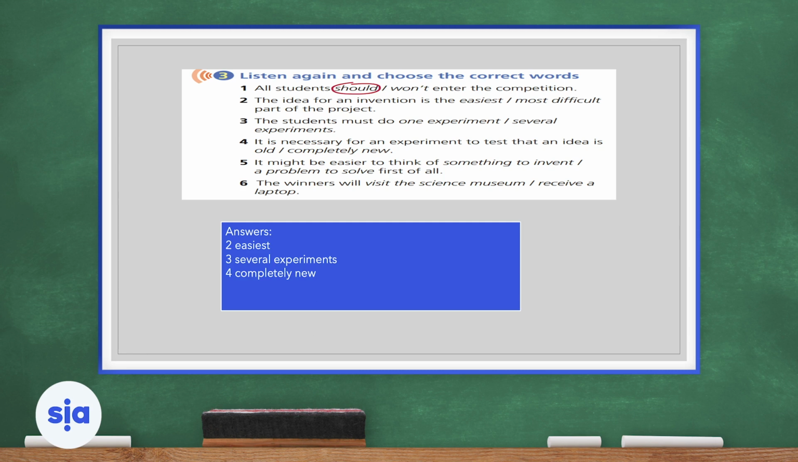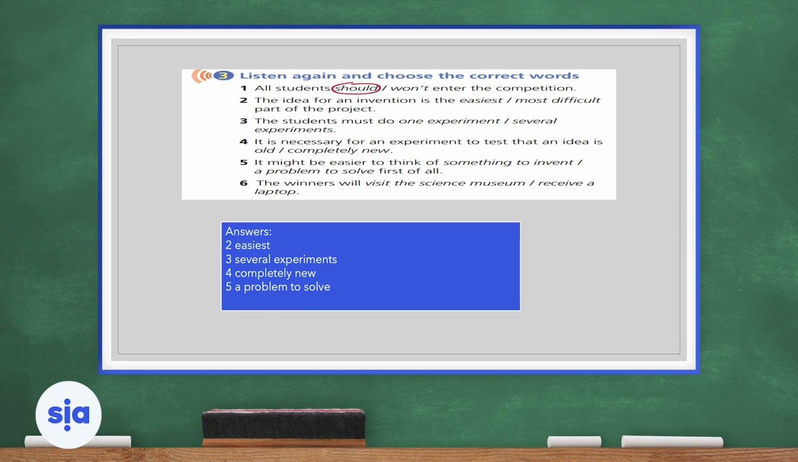Number 5, it might be easier to think of something to invent or to think of a problem to solve first of all. Which is easier, guys? To think of an invention right away, or to think of a problem that needs solving that might need a new invention? Of course, if you think of a problem to solve, it will be easier to think of an invention afterwards.